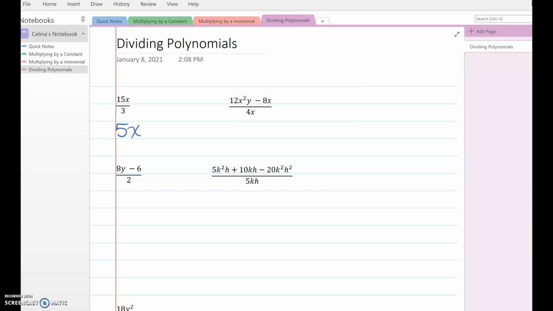The next one, we have a binomial dividing by a constant. So we have two terms dividing by one term. You have two options here. What you can do is write it out as 8y over 2, separately, and then you can create a second fraction using that second term, so negative 6 over 2. So that 2 is dividing by everybody.